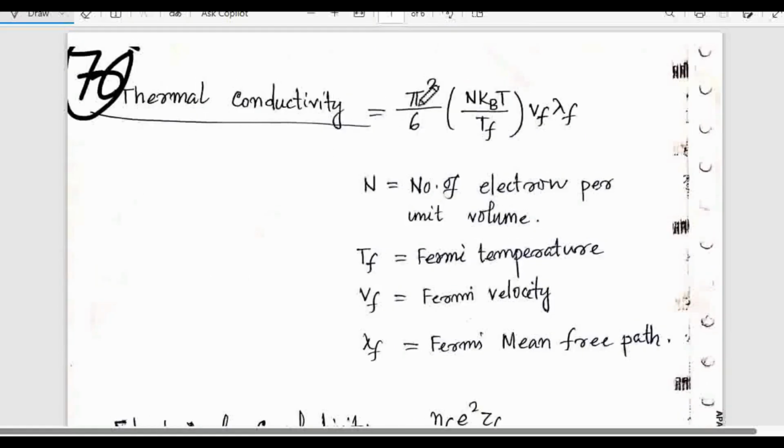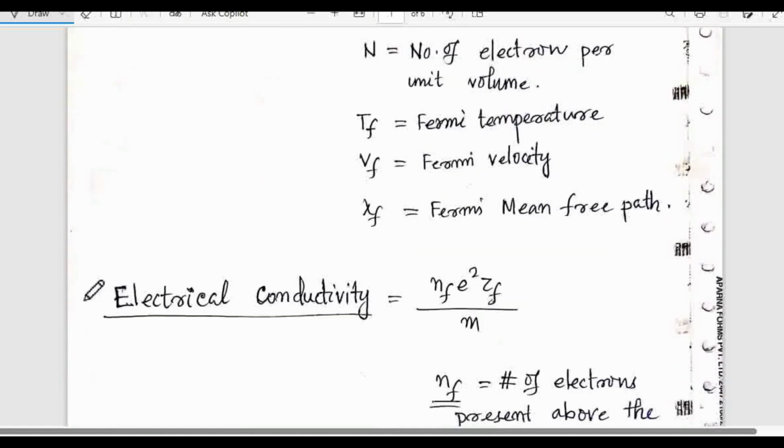Thermal conductivity is pi square by 6 times capital N kB T by Tf times Vf lambda f, where capital N is the number of electrons per unit volume, Tf is the Fermi temperature, Vf is the Fermi velocity, and lambda f is the Fermi mean free path. Similarly, electrical conductivity is Nf e square tau f by m, where Nf means the number of electrons present above the Fermi level.